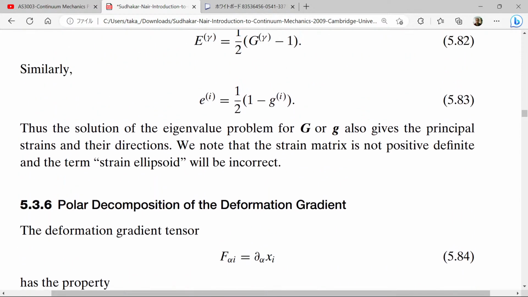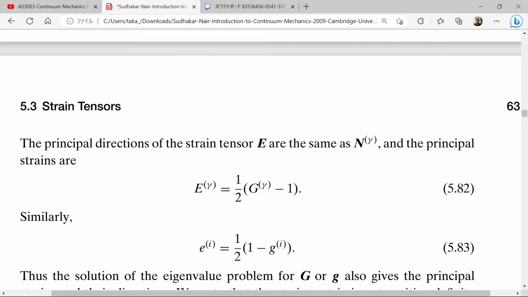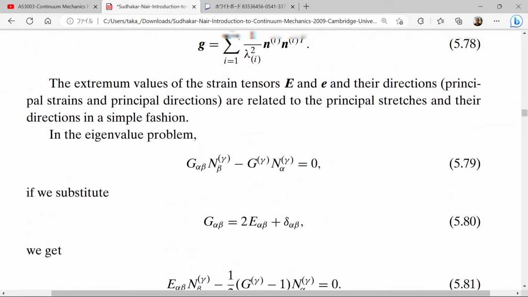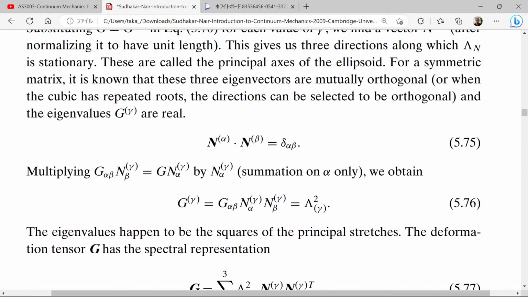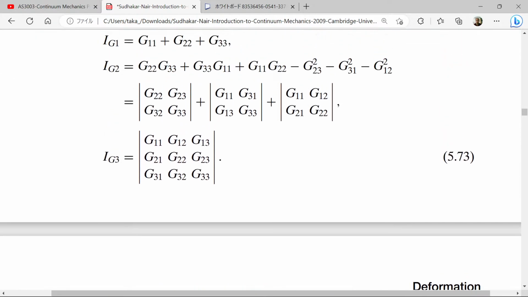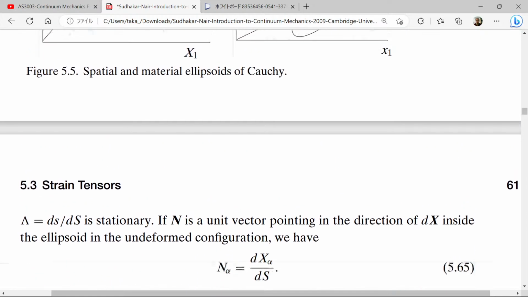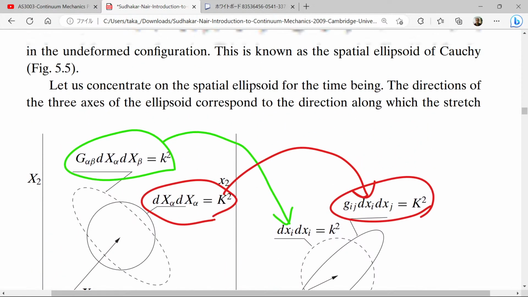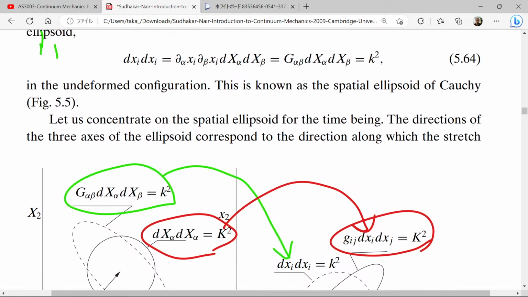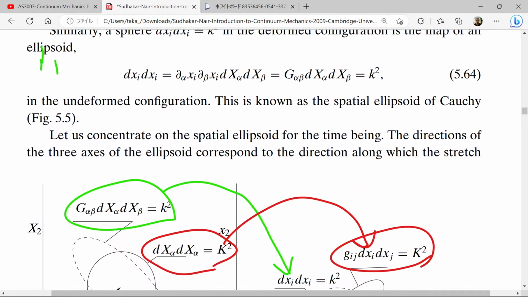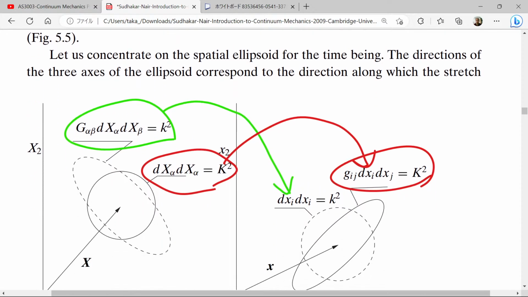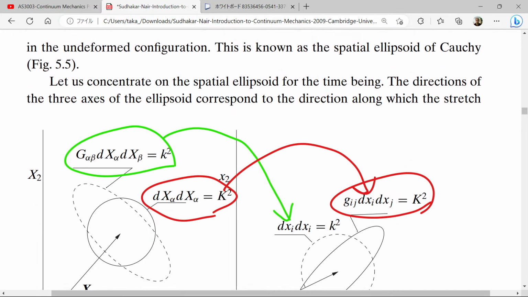Polar decomposition. Okay, so let me stop here for now. We will consider this one next time. This part I don't understand much.